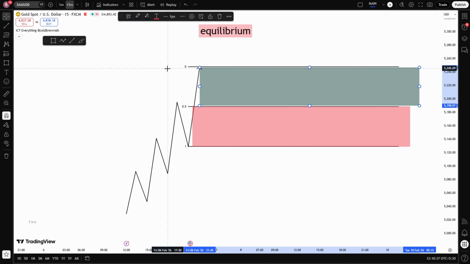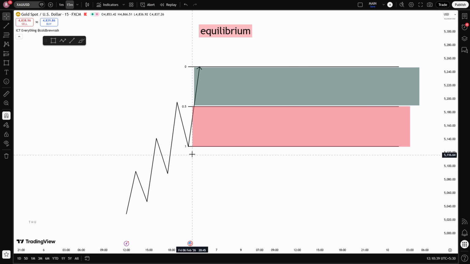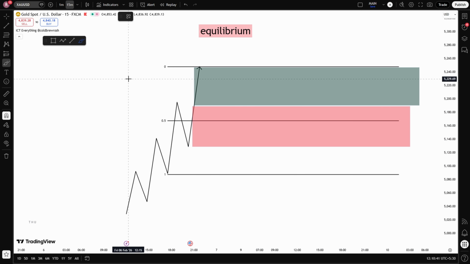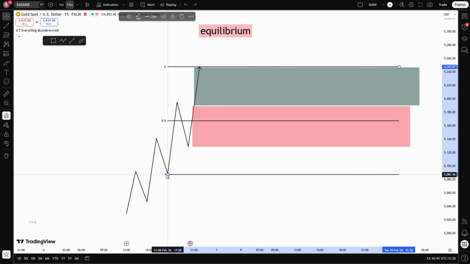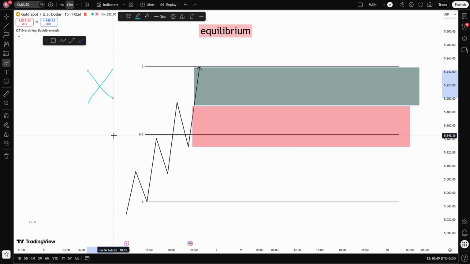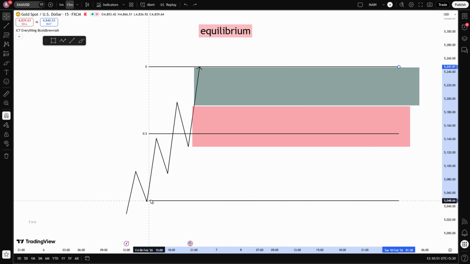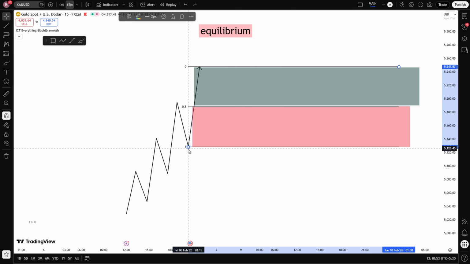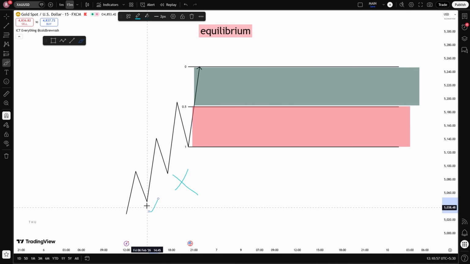Do we draw equilibrium from an older low to a newer high? No. Do we draw it from a low that has already been invalidated by newer price action? No. The key word here is most recent. If there are newer lows that formed after an older one, then that older low is no longer relevant for equilibrium. We always anchor equilibrium using the most recent low and the most recent high.